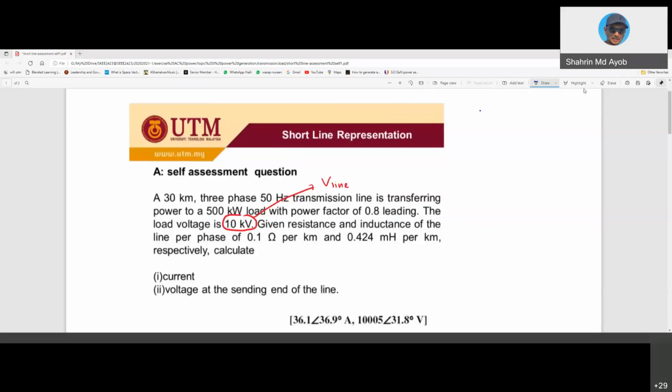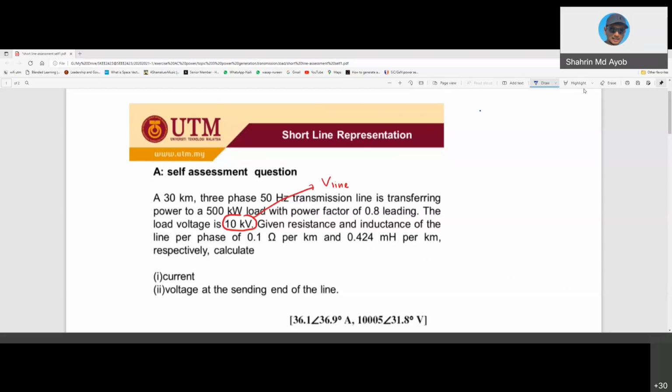Okay, so before we start with this example, short transmission line, I hope you have already watched the pre-recorded YouTube video about this transmission line. I think all the videos contain the short transmission line and also the medium transmission line. But before we proceed with this example, I just want to highlight something.